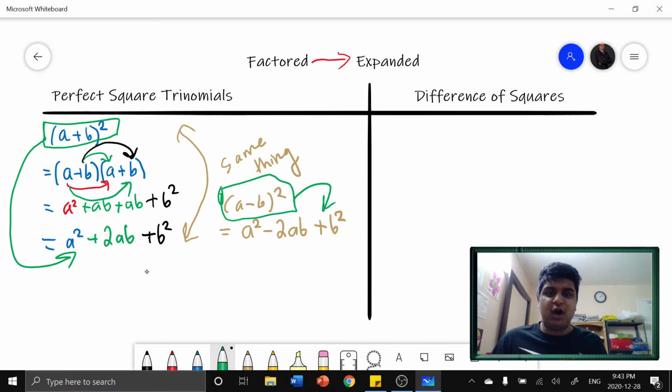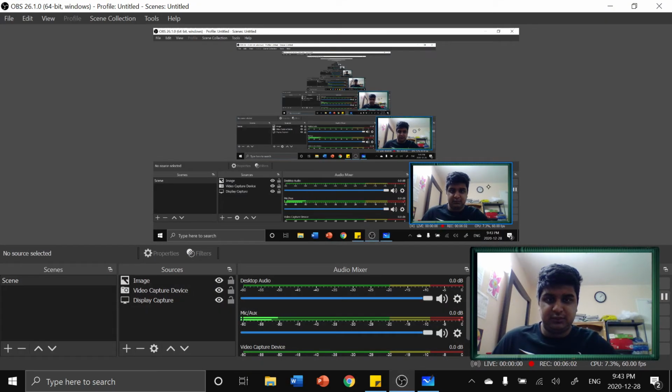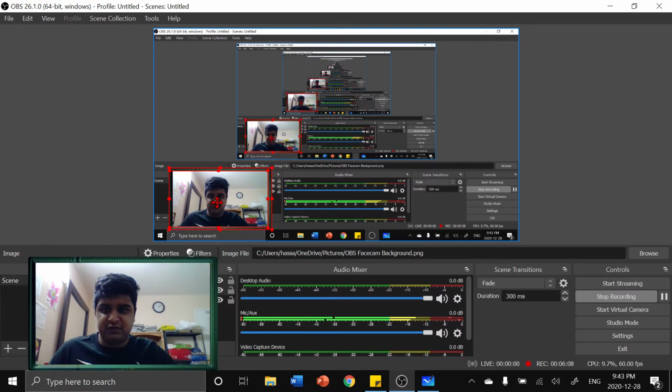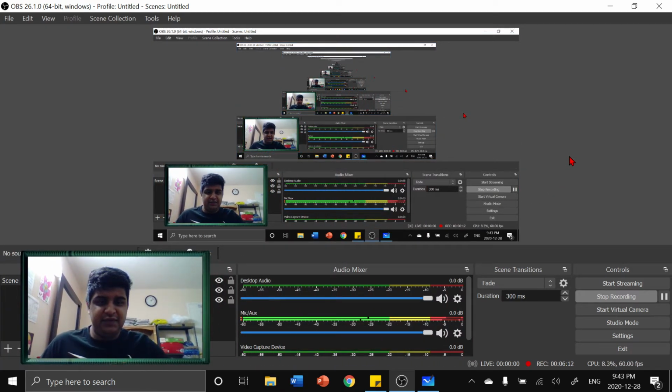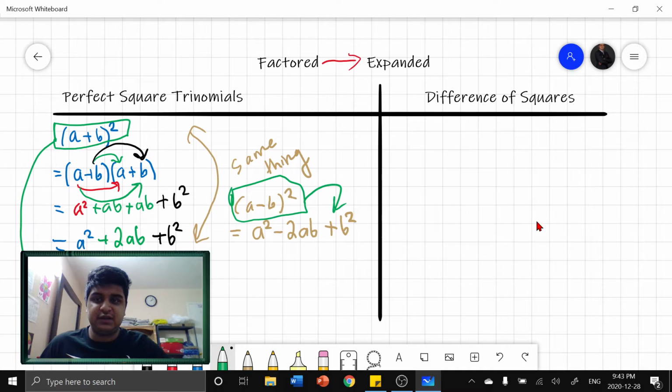I want to move on now to difference of squares. So what I will do is I'm going to move my video off to the other side. Just give me 1 second. We're going to move the video off to the other side. Okay, and this will allow me to move on with the recording. And now my video is no longer in the way, and you can clearly see what I'm doing for difference of squares.